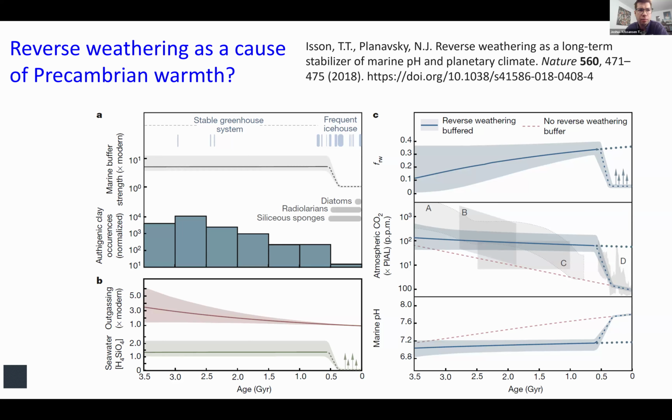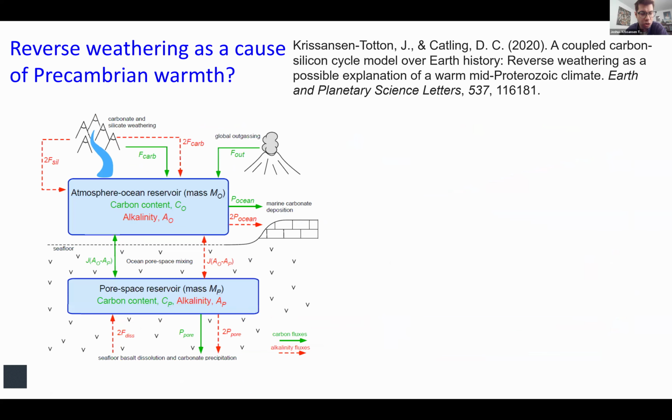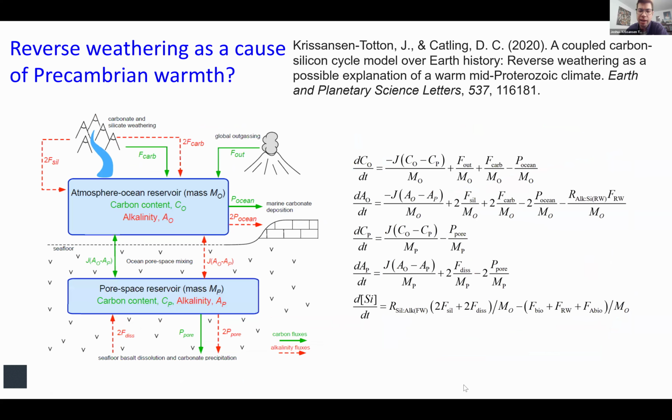So I thought this was a really interesting idea. I was skeptical of some of the details in this paper, and specifically the pH dependence of reverse weathering and the dissolved silica through time. And so we decided to explore this with the same model that you've seen previously. This again is a box model of the carbon cycle, same equations that you've seen before, except added to that was keeping track of the dissolved silica sources and sinks in and out of the ocean, which of course includes this reverse weathering term.